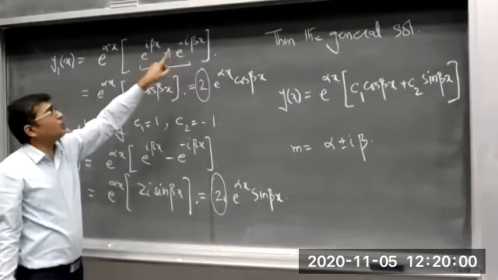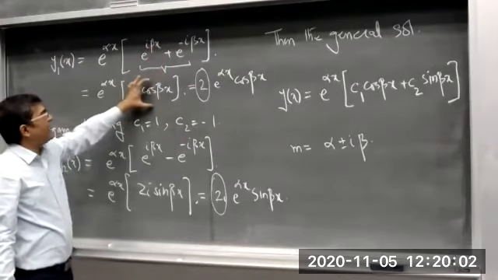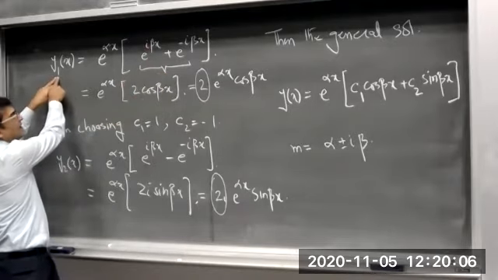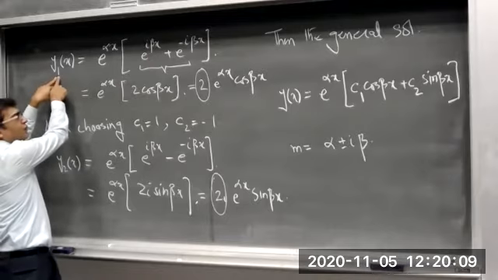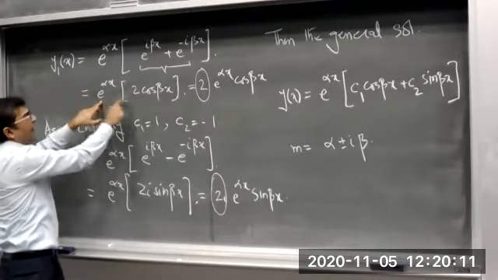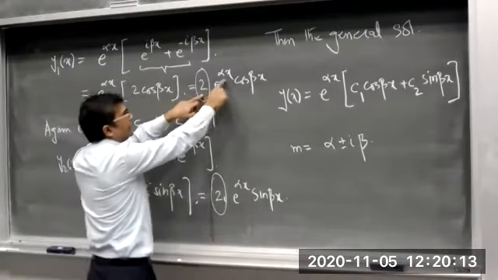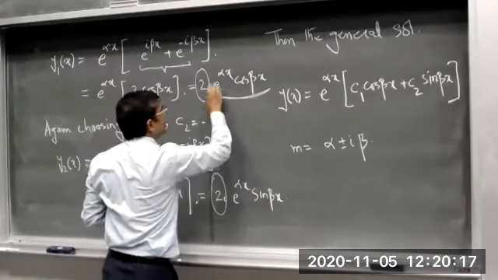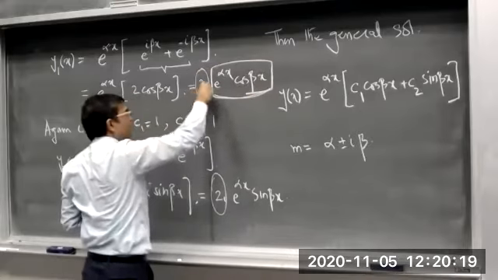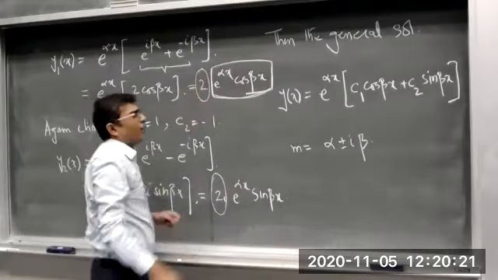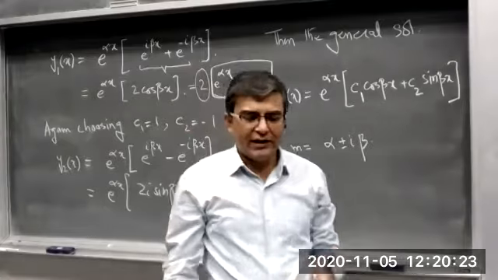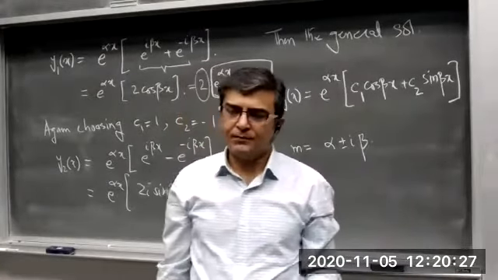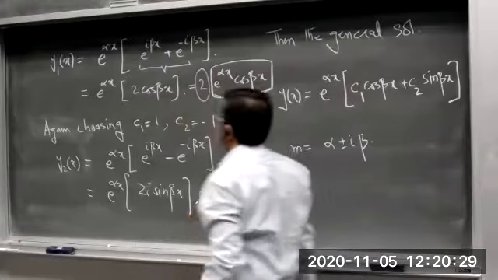Now this expression, using that equation 3, can be written as 2 cosine of beta x. Now this is your first case. This is your first solution: e raised power alpha x times 2 cosine of beta x, that is, 2 e raised power alpha x cosine of beta x. Now, why am I going to eliminate this 2 here? Because I know that if a differential equation has a solution, then its constant multiple is also a solution, by using the principle of superposition.